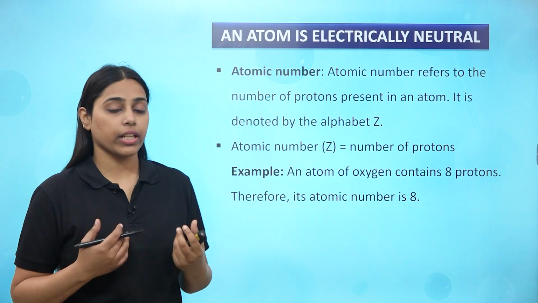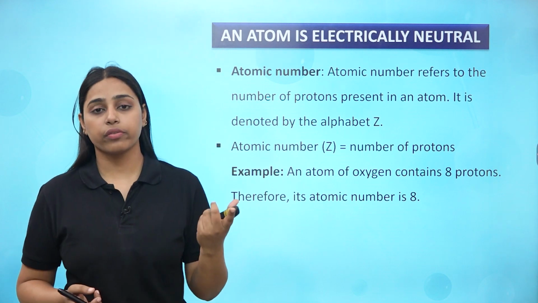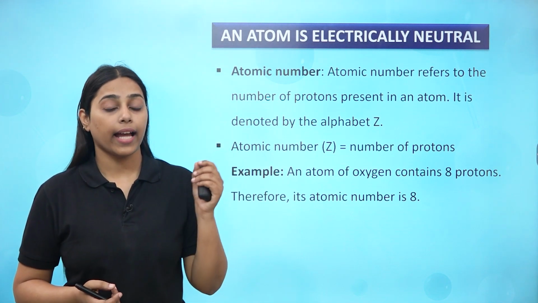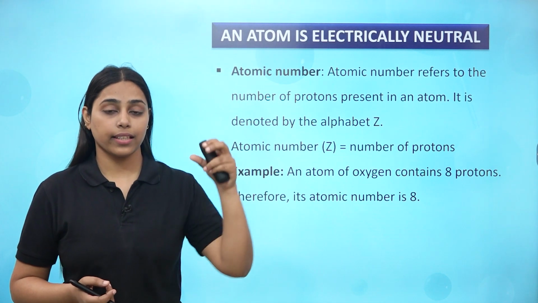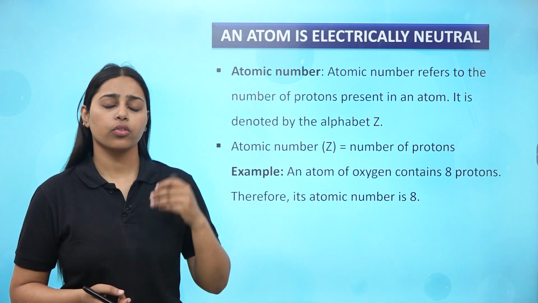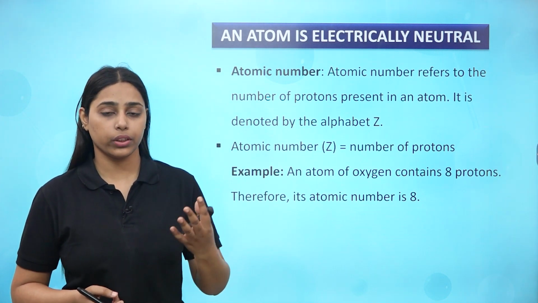For example, when we say an atom of oxygen has 8 protons, therefore its atomic number will become 8. When we say that carbon atom has 6 protons, its atomic number is 6. In a similar manner, at least the atomic numbers 1 to 20 you need to remember.